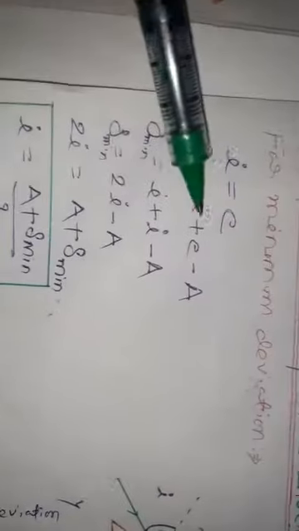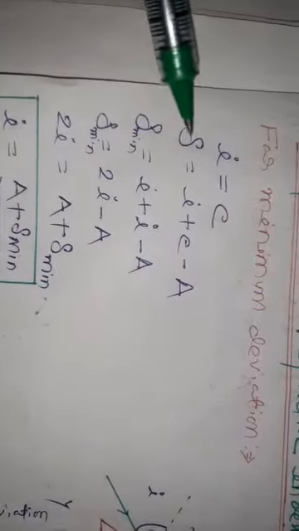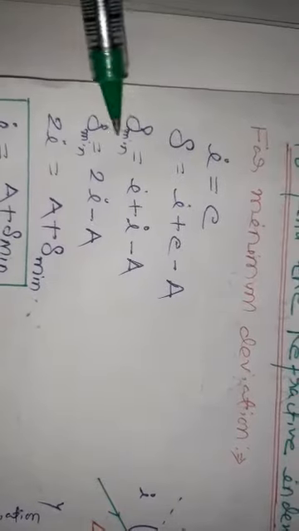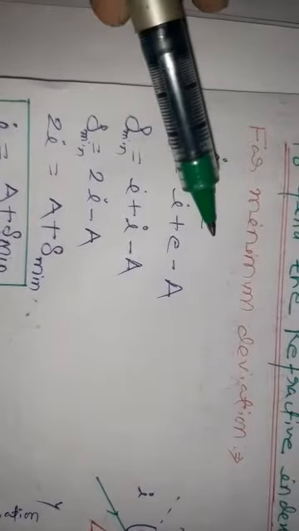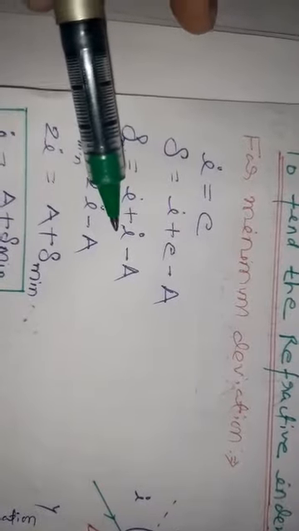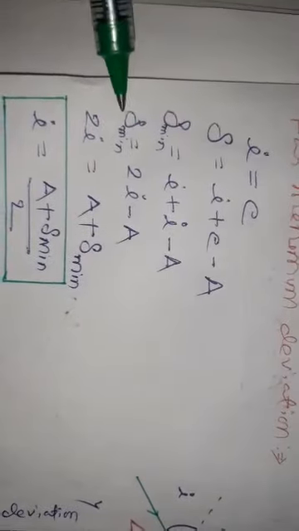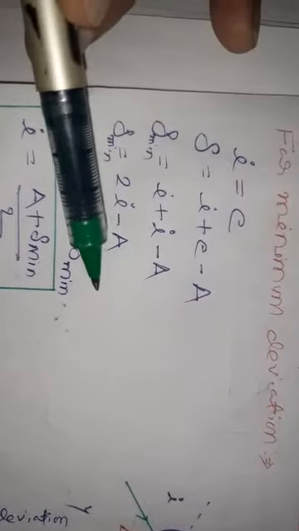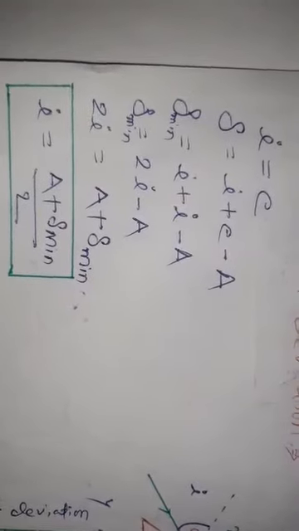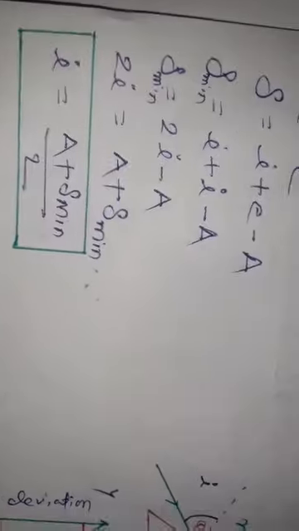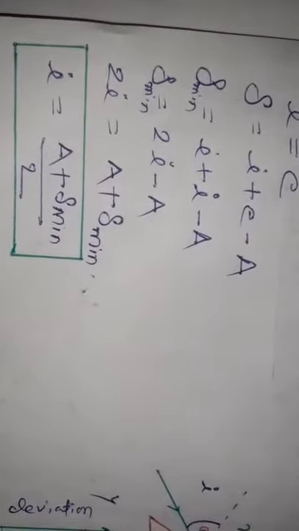Delta equals I plus E minus A, we have the previous relation as you can see here. This delta becomes delta minimum at the minimum deviation condition, where the angle of emergence equals the angle of incidence. So I plus I minus A: delta min equals 2I minus A, or 2I equals A plus delta min, or I equals A plus delta minimum divided by 2. This is the value of the angle of incidence. I hope you understand it very well.